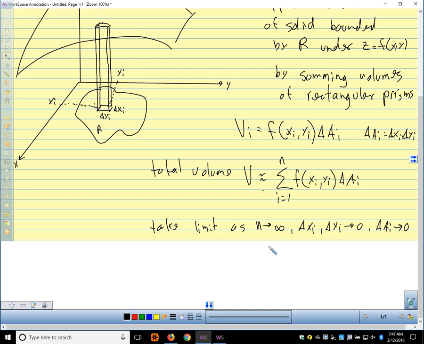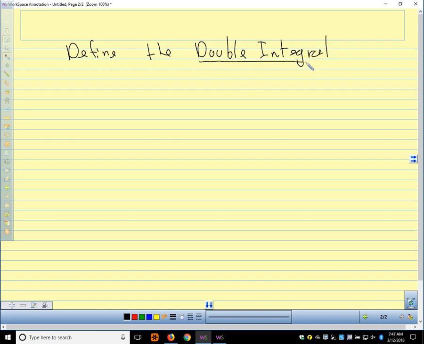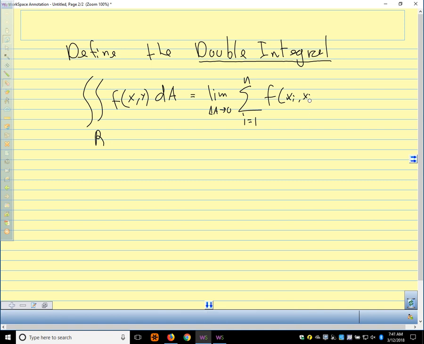So I'm going to switch pages here. The limit as n approaches infinity of this sum is going to be our definition of a double integral. That's how we're going to find the volume. So we define the double integral, and the way we're going to write that is double integral over R, where R is our region, of f of x, y dA. That is a double integral, and that is going to equal the limit as delta A approaches 0 of the sum, i equals 1 to n, of f of x sub i, y sub i, delta A.